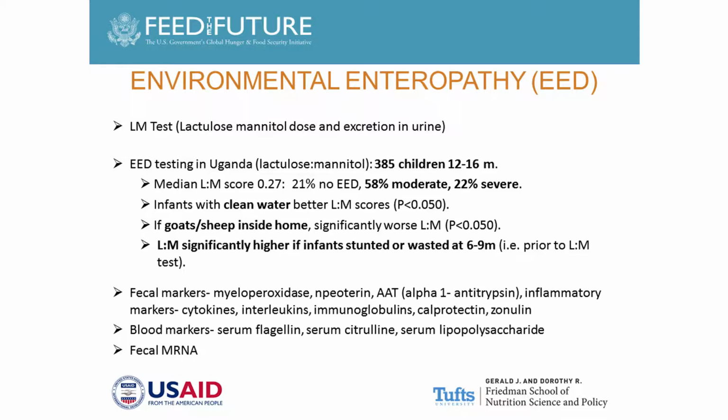The households that had clean water had kids with much lower LM scores. And when they had goats and sheep inside the home, and this is one of the things that has been popping up, the whole exposure to feces of chickens and goats and poultry, they got significantly worse. And this is something to think about when you're thinking about a livestock intervention to improve access to animal source foods. There is an unintended consequence right there.